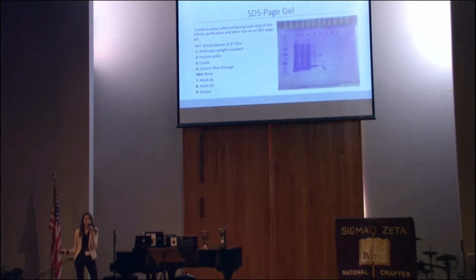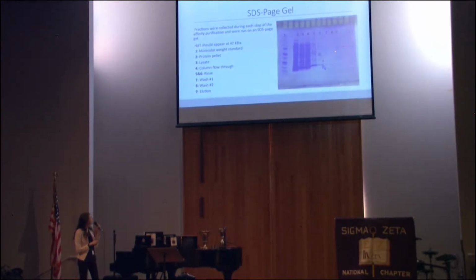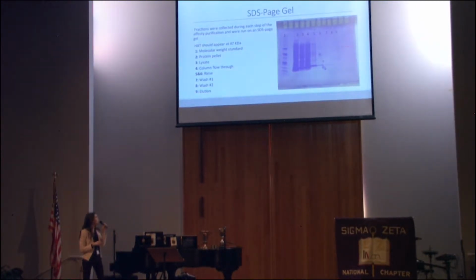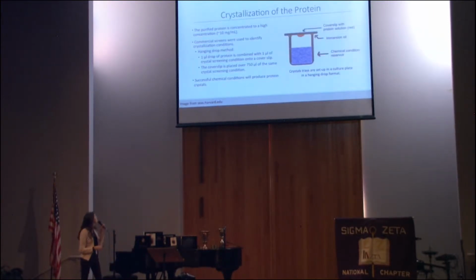And in an ideal world, there should be nothing in this column except for a tiny little band of your protein. But as you can see here, we do have several other protein bands. I know it's kind of faint, but we have some significant ones here and here. However, after this expression, we did find that this was pure enough, so we went and tried to grow some crystals out of it.